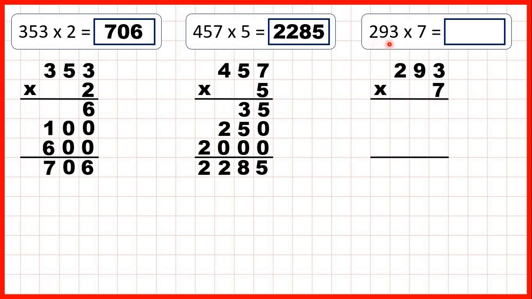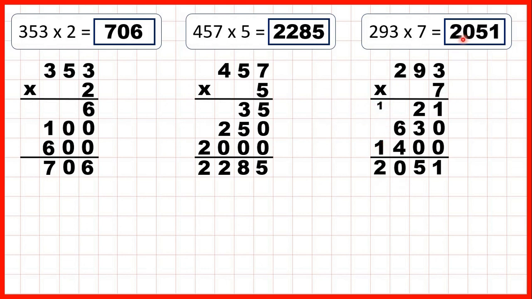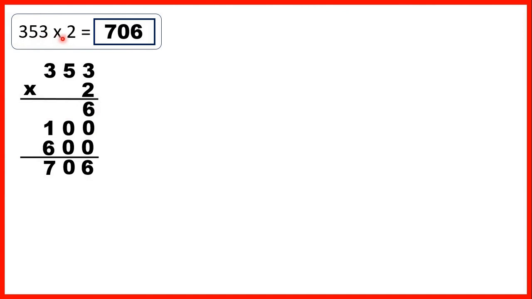Now we have 293 times 7. 3 times 7 is 21. We write a 0 in our second answer line, and now 9 times 7 is 63. We write 2 zeros in our third answer line, and now 2 times 7 is 14. So now 1 plus 0 plus 0 is 1, 2 plus 3 plus 0 is 5, 6 plus 4 is 10, so that's 1 0, and 1 plus 1 is 2. So we get 2051.